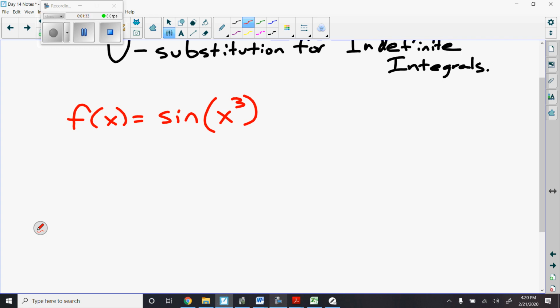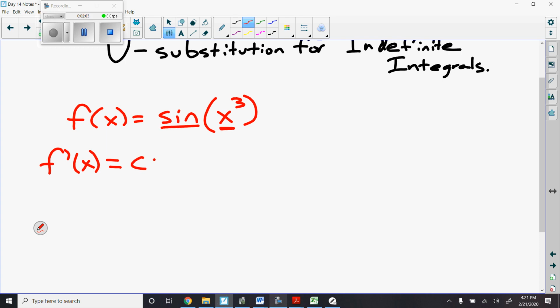So let's say that we have a function f of x, and we know that f of x equals sine of x cubed. Now, if I asked you to do the derivative of this, you would recognize, hey, I have a function x cubed within a function sine of x. This is a classic chain rule problem. So what would you do? Well, you'd say, I'm going to do the derivative of the outer function, right? Here's my inner. Here's my outer.